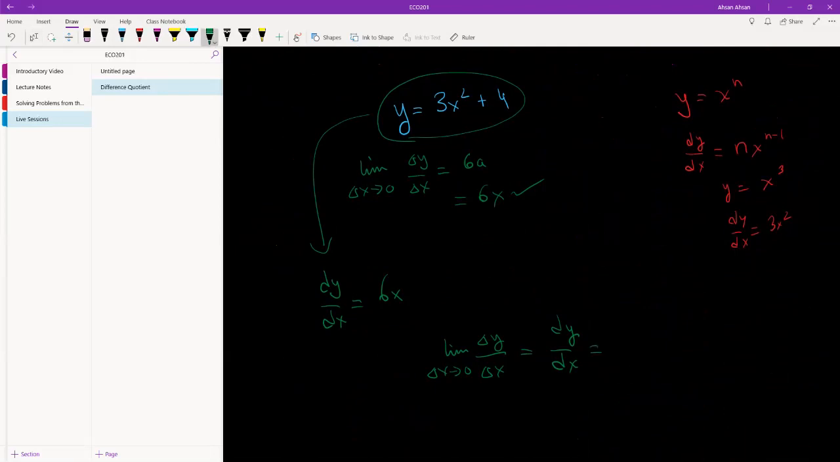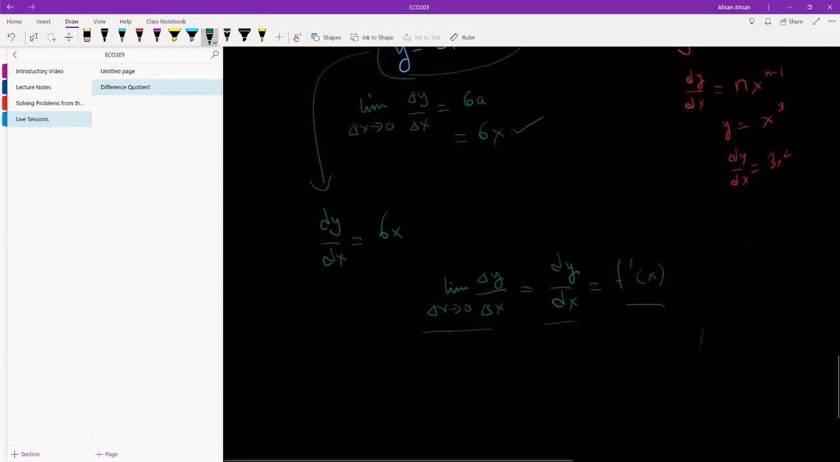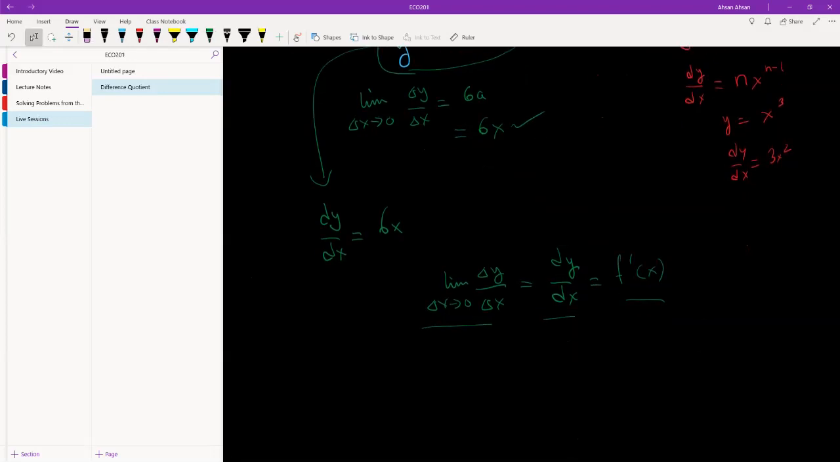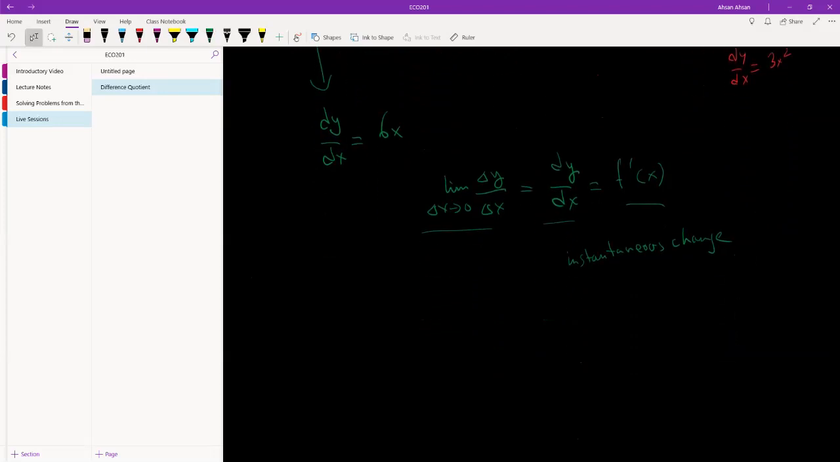There are different ways of writing this. Sometimes you will write it as f prime x. They're all the same thing. What these give you is instantaneous change, nothing else.